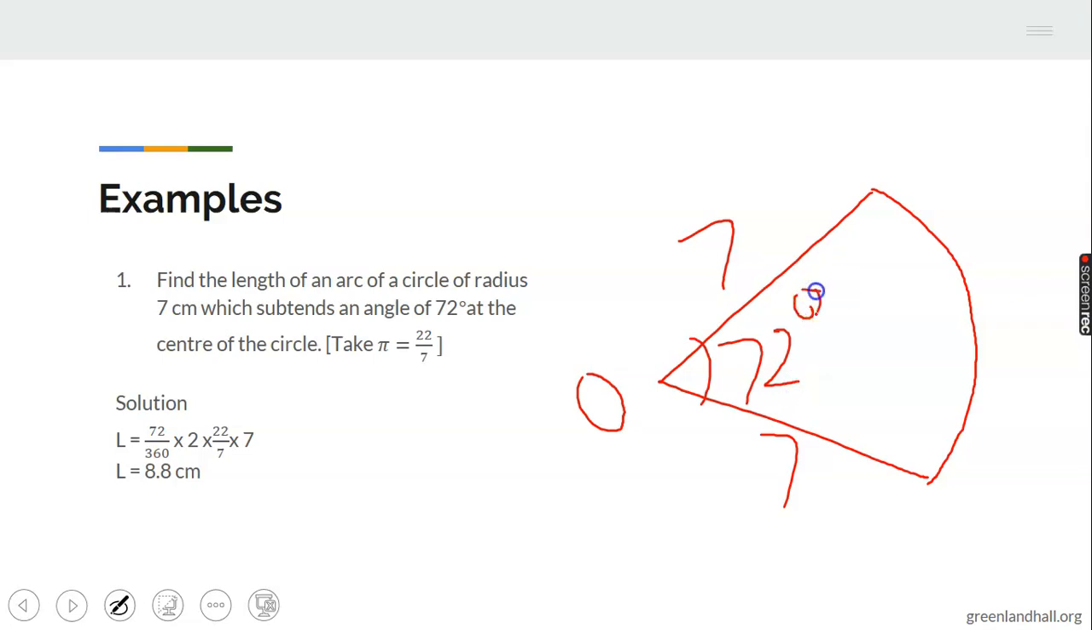I want to find, we call this one A, the arc AB. So we use that formula. The angle, that is 72 over 360 times 2 pi. Pi is 22 over 7, then times the radius. When you simplify that, you have 8.8 cm. That's the length of this arc AB.